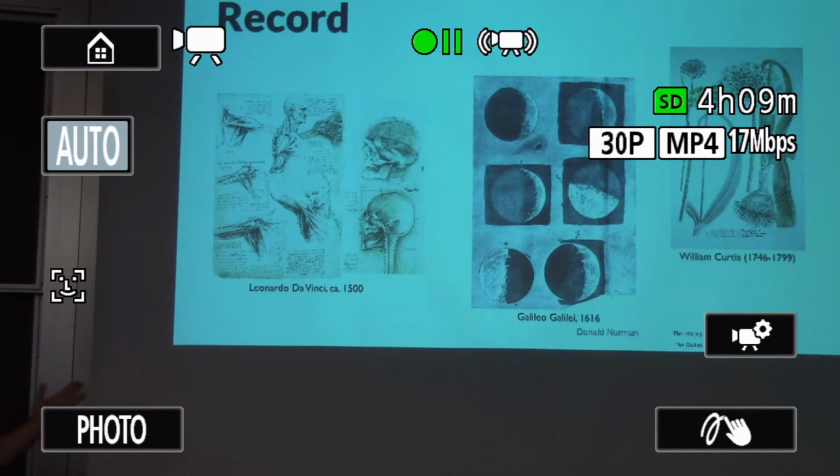But the downside here is, this is great for a textbook, but it's not great for diagnosing a patient because it's obviously only about one person. So if you need to learn anatomy, this is great. But if you need to diagnose somebody, it's not so good. And then we have Galileo Galilei's depiction of the moon, and then we have plans by William Curtis. So all of these are visual representations of physical artifacts.